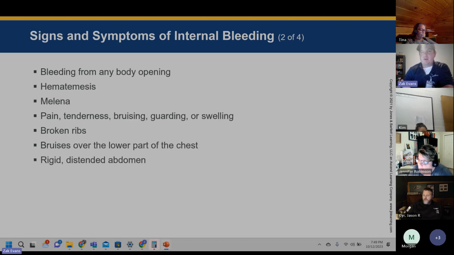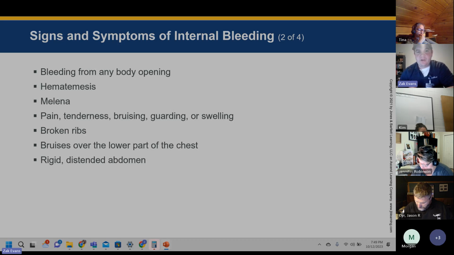All right, again, internal bleeding, bleeding from any body opening. So the rectum, things like that. If you were to see that, that's a sign that they might have some internal bleeding. Anyone want to take a guess of what melena is? Black, tarry, smelly stool. Yep, it's poop. It's really dark poop, and when you see it, you know it doesn't look right. So black and really sticky. It looks almost like black molasses. And when you see it, you'll know.